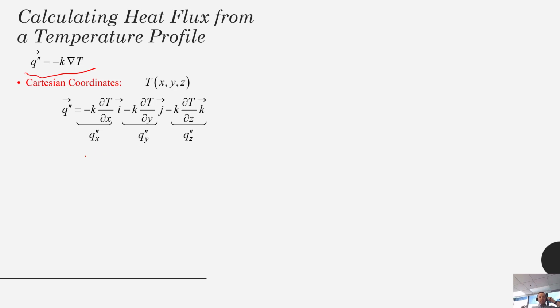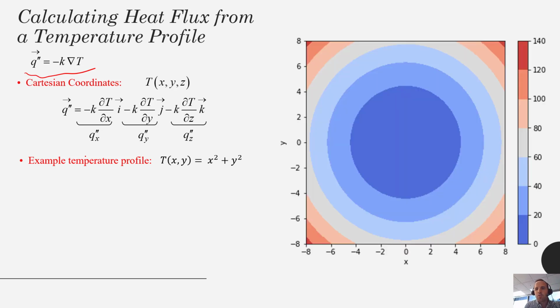So let's say that for whatever reason we have a solid and we're able to determine that its temperature profile looks like this. This is a totally hypothetical, made up example just to illustrate this point, but let's say that temperature is equal to x squared plus y squared. And if we were to plot that, x squared plus y squared equals a constant is the basic equation of a circle.